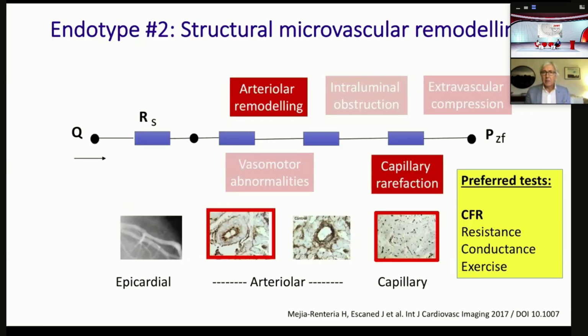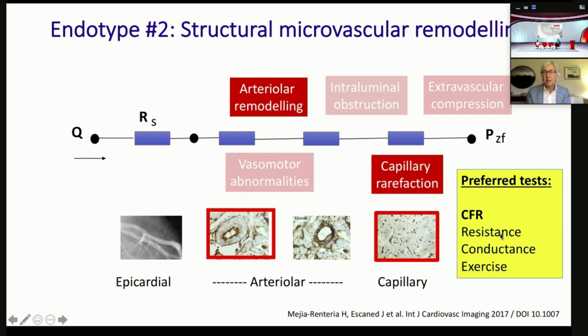So what happens in this patient? This patient has the other important endotype of microvascular dysfunction. It is what we call the structural endotype, the structural microvascular remodeling. She has, like in the study that I showed you before, perhaps thickened arterioles. Remember that she was hypertensive and she had some degree of left ventricular hypertrophy. She may have also some capillary rarefaction as well.